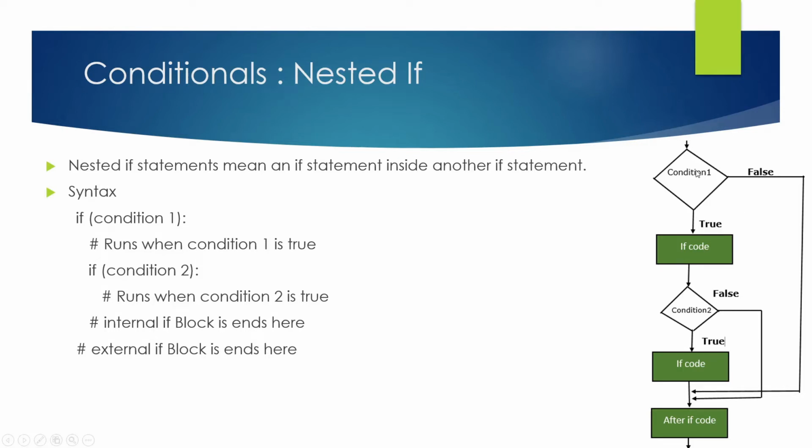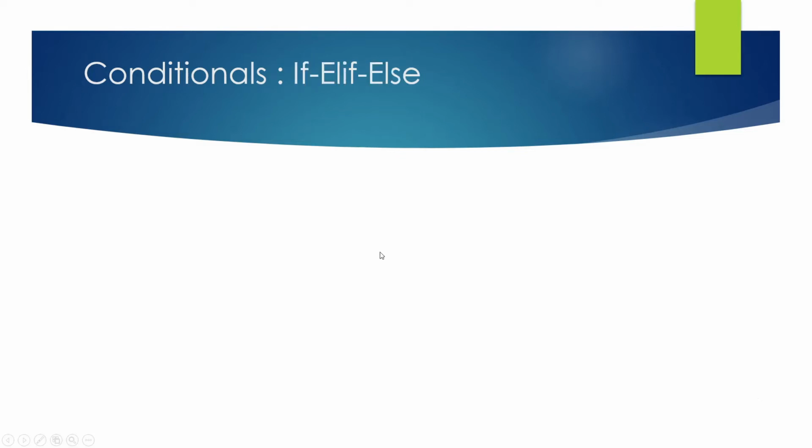The control comes from here. If the first condition is false, it will directly jump to the after-if code and execute that. But if the condition turns out to be true, it will execute that code. And then inside that, you can have one more if block in which it will test whether it is false or true. If it's false, it goes outside and runs the after-if code. If it's true, then another if code is executed. We'll see that in a demo.